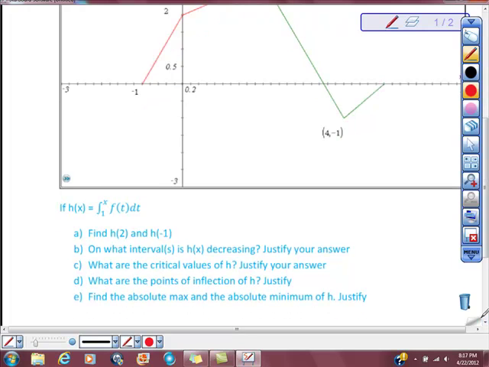It says if h of x is equal to the definite integral from 1 to x of f of t dt, find this. We did this in the last video. What are the critical values? So we can talk about those. The critical values, of course, are where h prime of x, which is equal to f of x, is equal to 0. So where are those places?